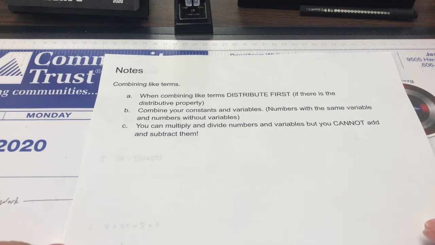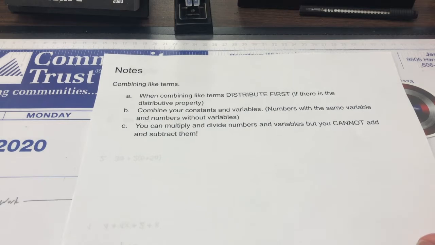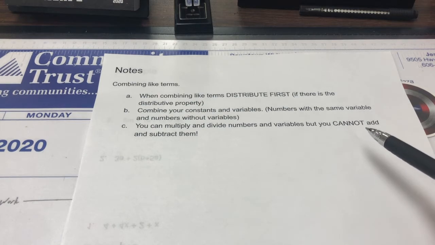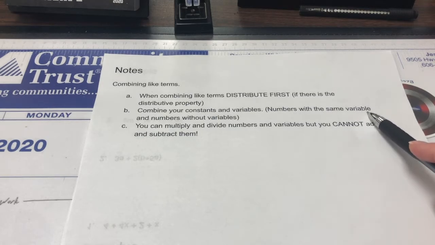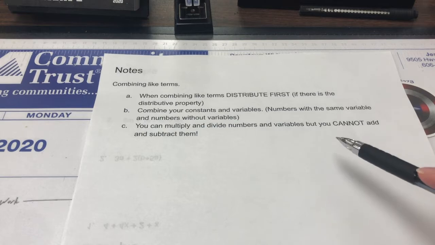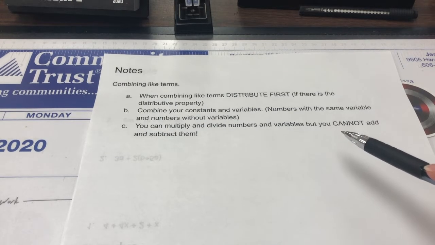So when you are combining like terms, we looked at the distributive property in the last video when we were generating equivalent expressions. So if there is a set of parentheses with a number on the outside with no sign, then that means that's the distributive property. So when you're combining like terms, distribute first if there is the distributive property. Then you're going to combine your constants and your variables. So the numbers with the same variable and numbers without variables. And we looked at that in the last notes page.